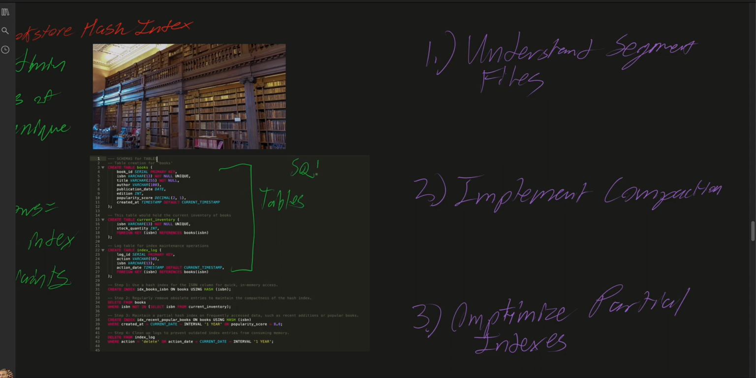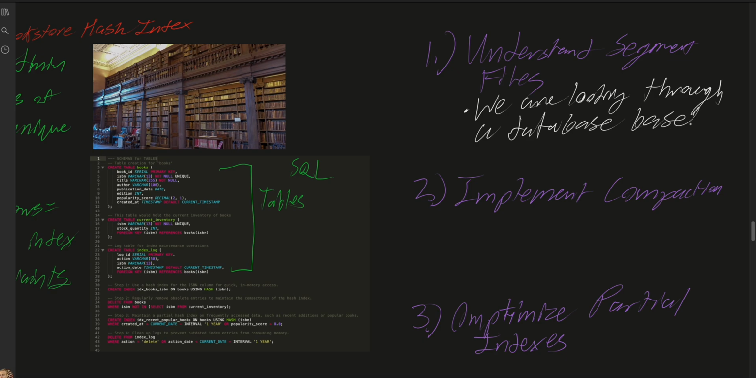The first step is that we have to understand the segment files, and whenever we look at using a hash index for the ISBN column, what we're doing is that we are looking through a database based on ID. And that's typically ISBN. That means we have to know exactly what the ID is going to be.